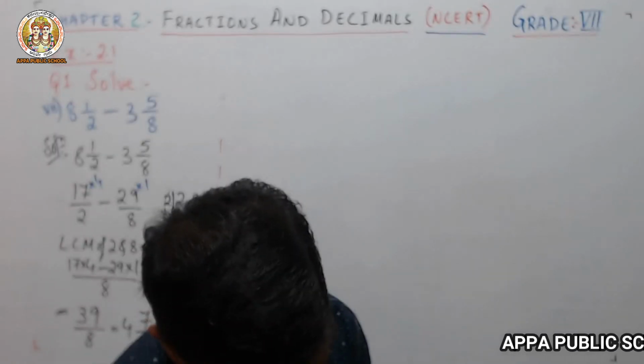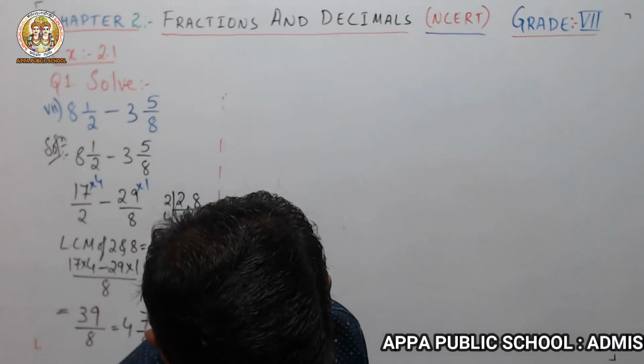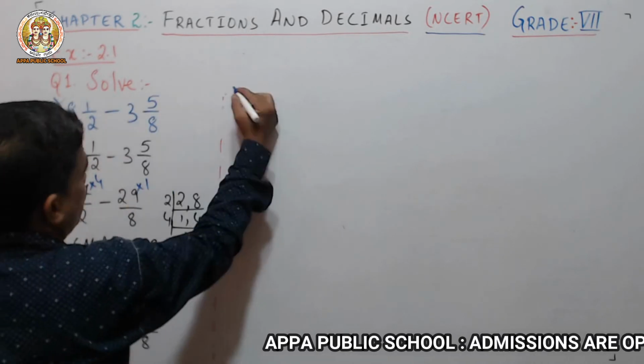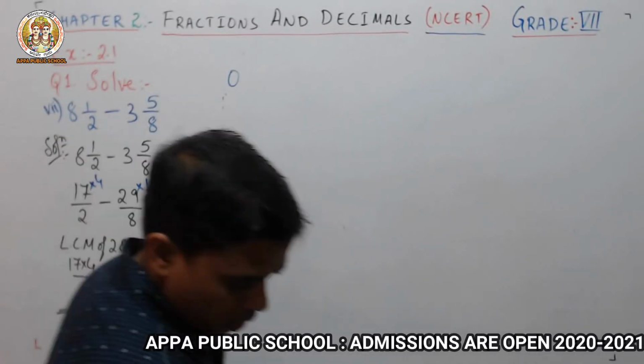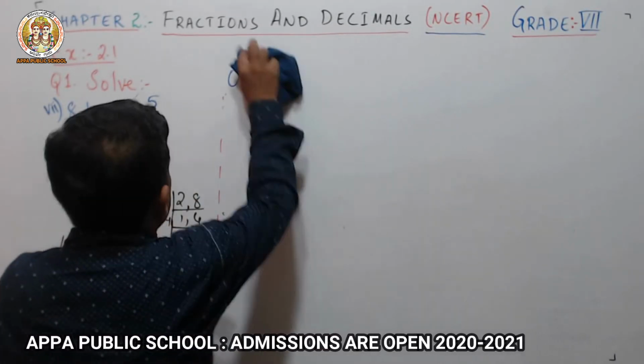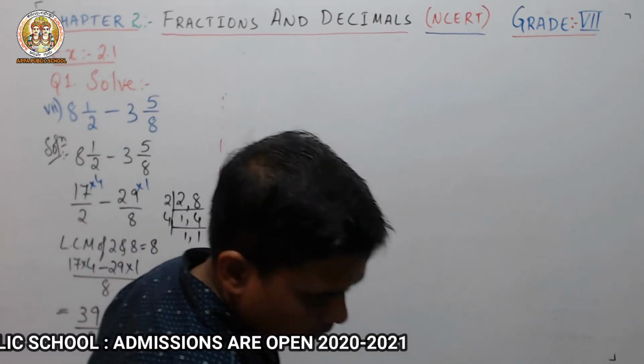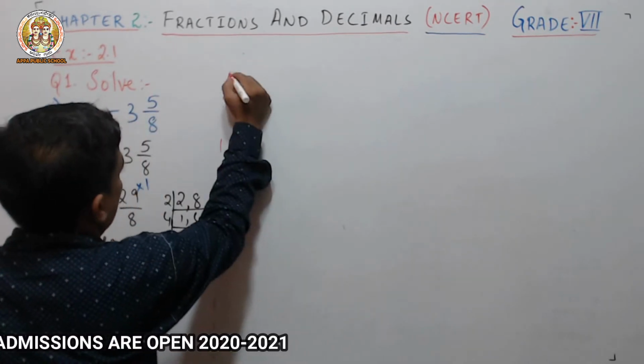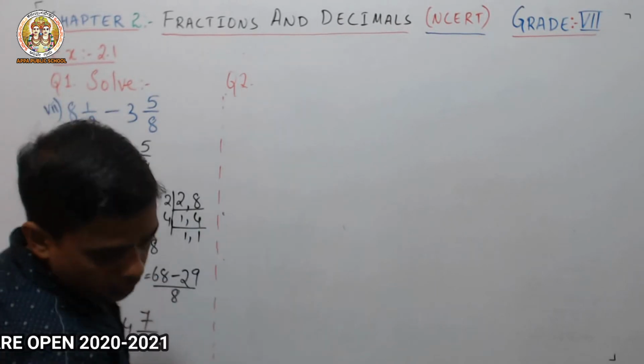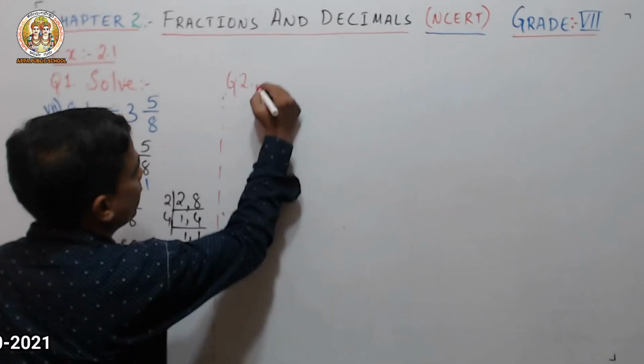Next question, that is the second question. Question number 1 I have finished. Now I will go with question number 2. What is the question? The question is: arrange the following in descending order.